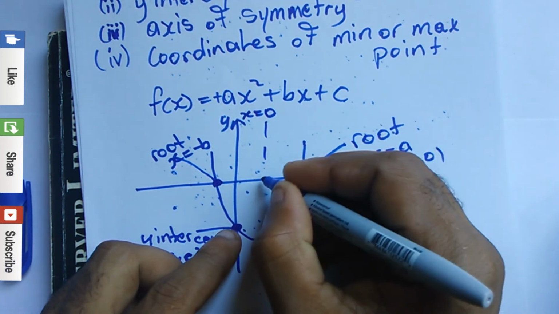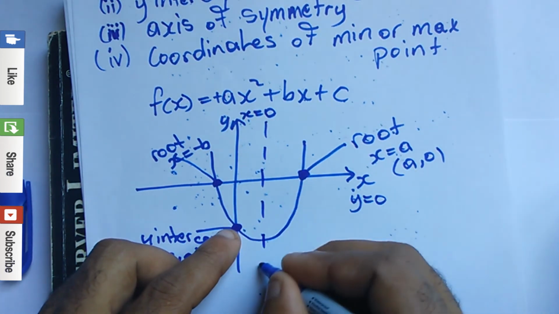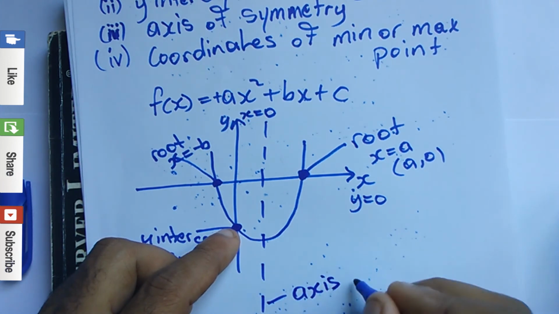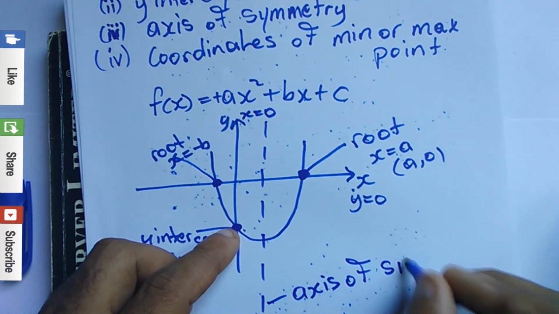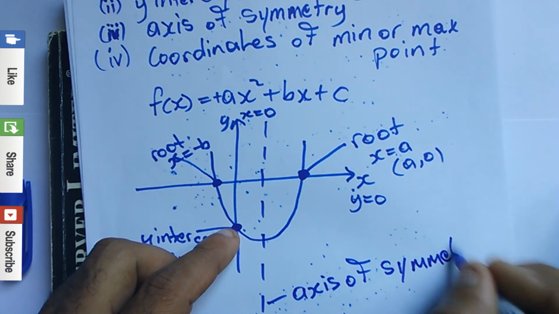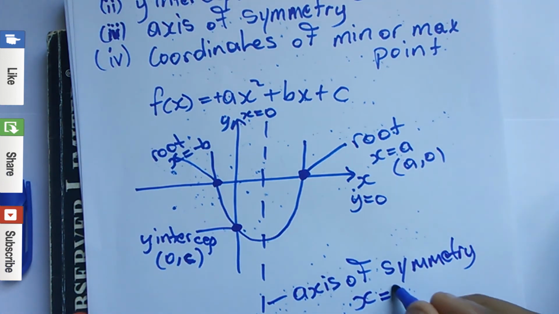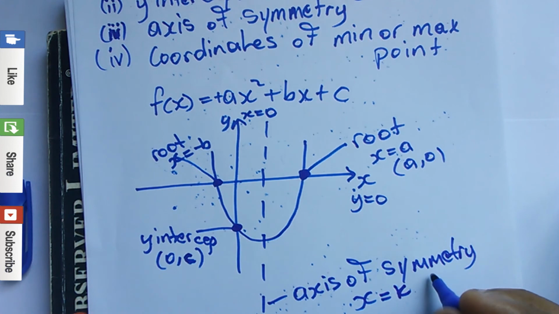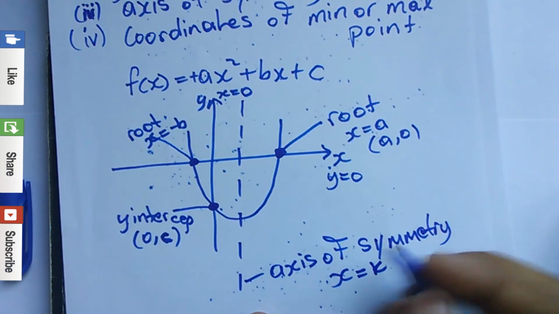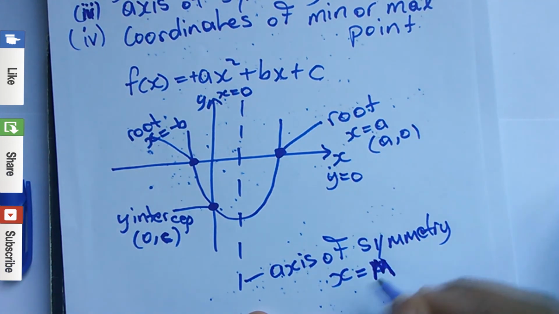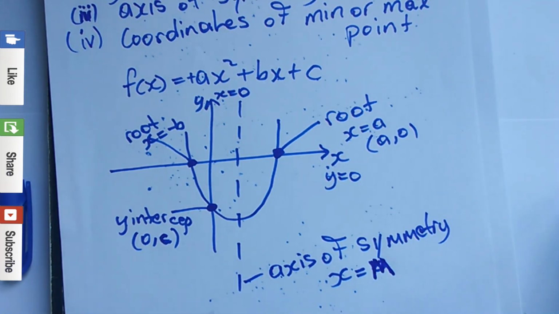This line, which bisects the graph, is known as the axis of symmetry. We know that it's an x value, so x would be equal to, let's say, k. No, not k, because I don't want to confuse it with the complete-the-square stuff. So let's say this is m. This is the line that represents the axis of symmetry.